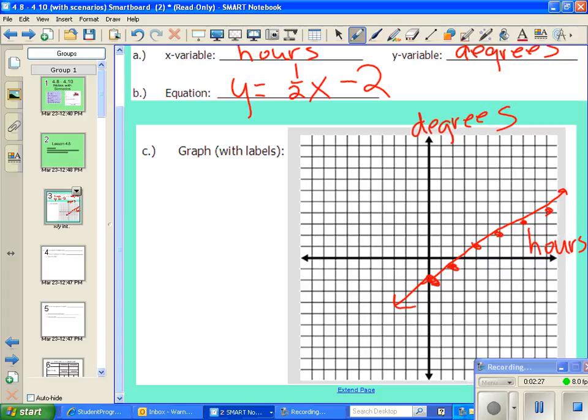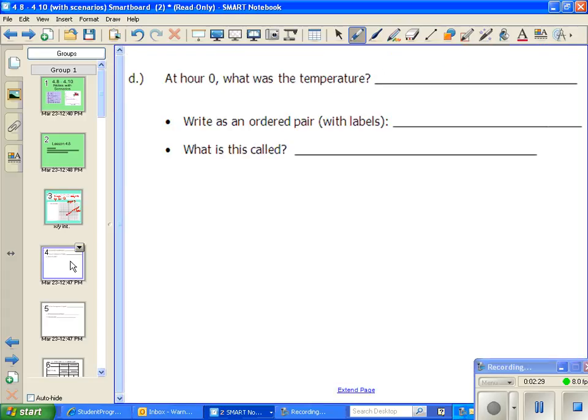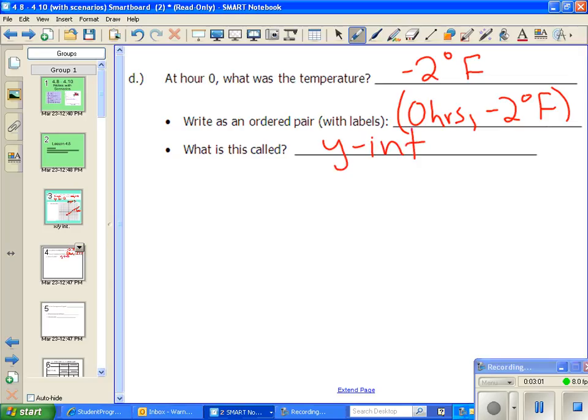All right. Okay, first question, letter D. At hour 0, what was the temperature? Go ahead. Okay, -2 degrees. Good. All right, what would the ordered pair be for that, Paige? Good. 0 hours, -2 degrees Fahrenheit. Okay, what is that you just found? That is called the what, Jake? Good. That is the y-intercept. Okay, nothing new yet.